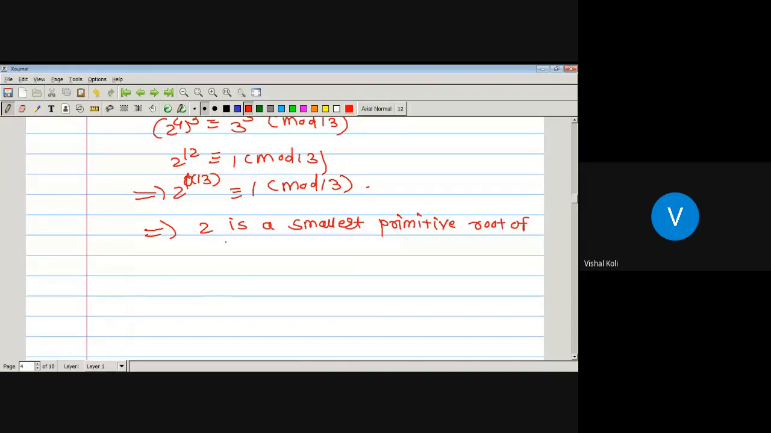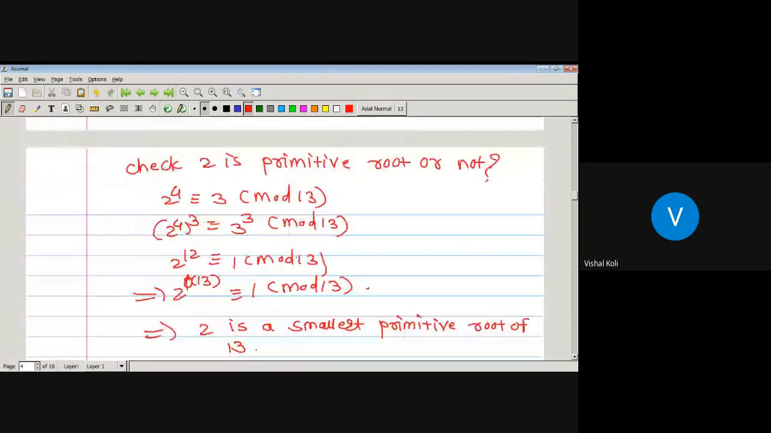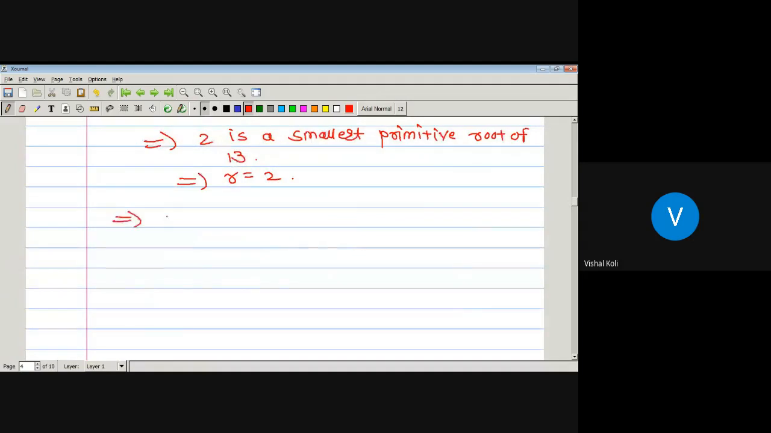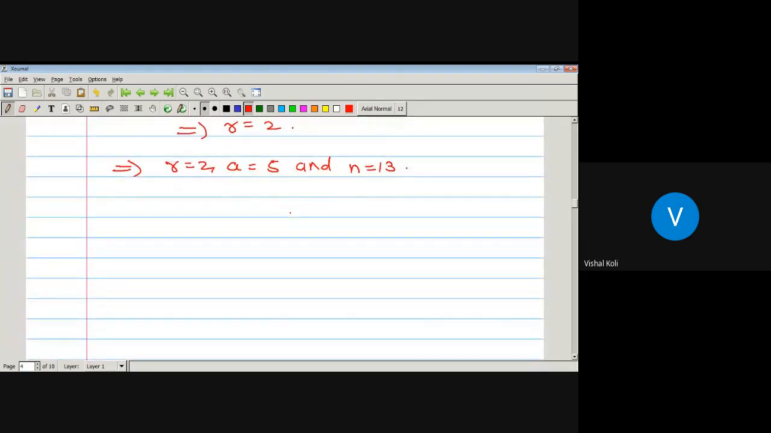Smallest primitive root of integer 13. As here we get r equal to 2, a equal to 5 and n equal to 13. Now we have to find out the index of integer 5. That is, we have to find out the smallest positive integer h such that 2 to the power h is congruent to 5 modulo 13.